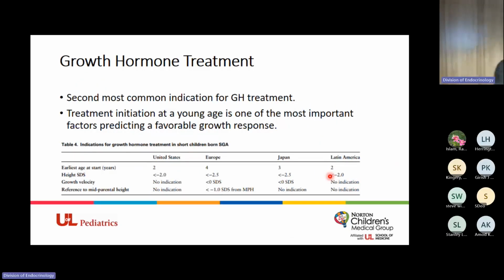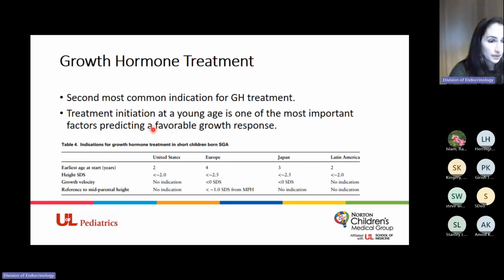So growth hormone treatment. I think this is the one thing that we have been doing for several years as pediatric endocrinologists. It is an FDA-approved indication for growth hormone, and it's actually the second most common indication for growth hormone treatment after growth hormone deficiency. So the most important thing that will predict a good response is early initiation of treatment. That's why we want to start these babies as early as we can.